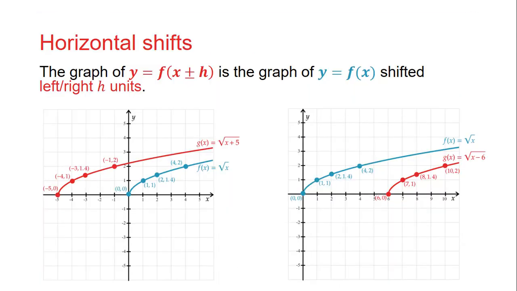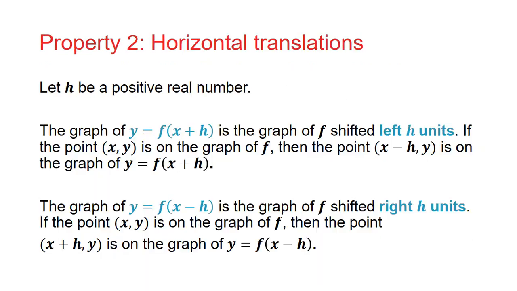We have the graph of y equals f of x plus or minus the number h. This is the graph of y equals f of x shifted left or right h units. And we can state this formally as a property for horizontal translations. Let h be a positive real number, and then the graph of y equals f of x plus h is the graph of f shifted left h units. So if the point (x, y) is on the graph of f, then the point (x minus h, y) is on the graph of y equals f of x plus h.